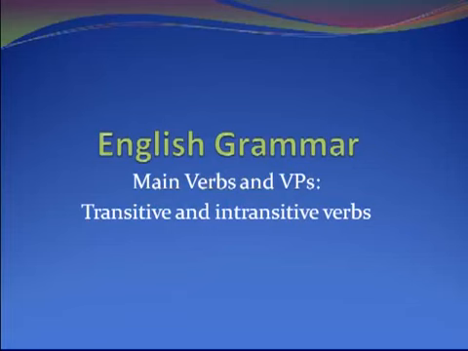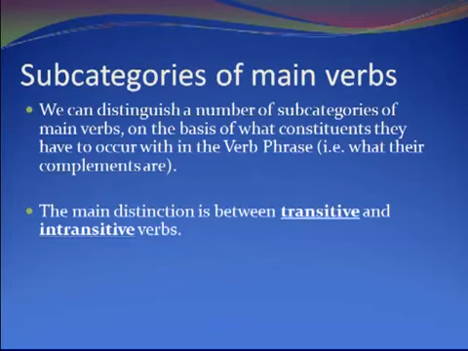In this recording we're looking at main verbs and verb phrases and the main distinction between different types of main verbs, transitive and intransitive verbs. Now, within the category of main verbs we can distinguish a number of different subcategories, and of course to look at what the subcategories are we have to look at what kind of constituents occur within the verb phrase, with the verb. And in particular, we have to look at what the complements of the verbs are.